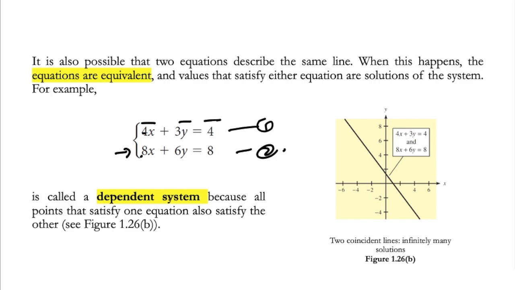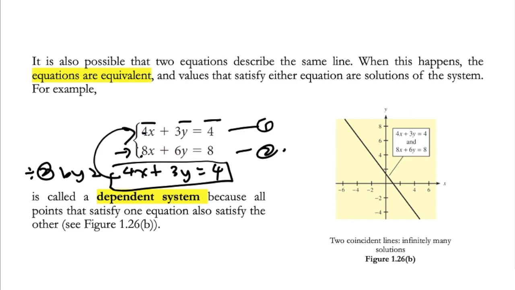the second equation is just a double of the first one, isn't it? So that means if you divide equation 2 by 2, what do you get? 8x divided by 2, okay, you're going to get 4x. 6y divided by 2, you're going to get 3y. 8 divided by 2, you're going to get 4. Isn't it just identical to the first one, except that it is double? So that's why you have double values here.